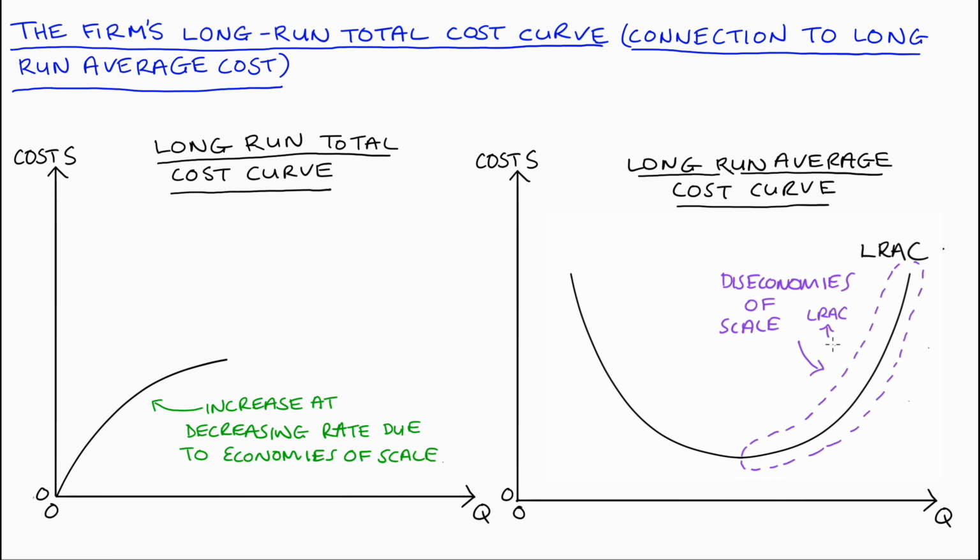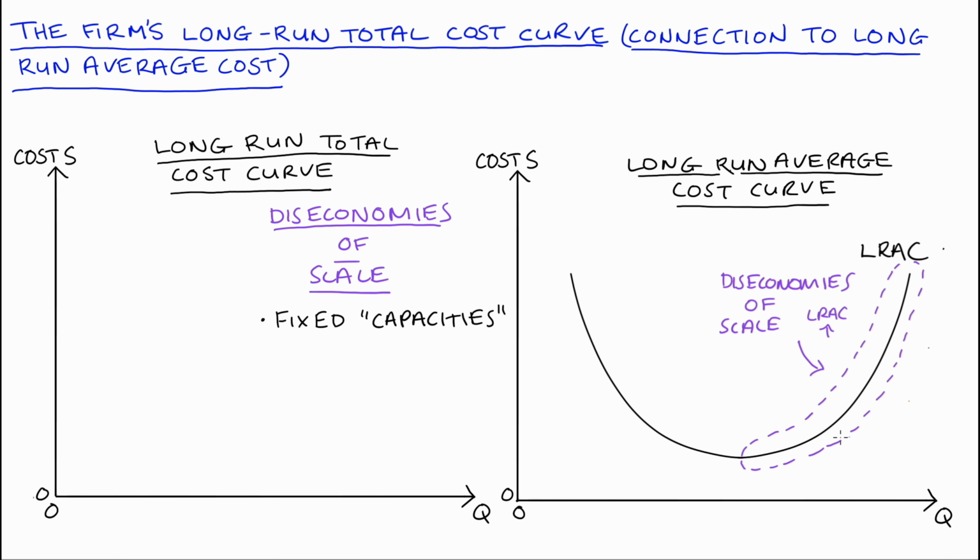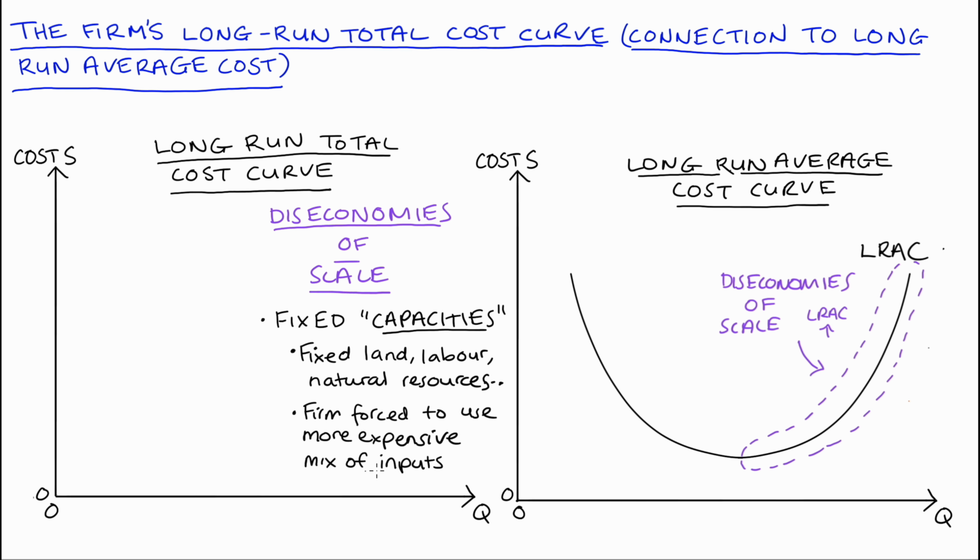To explain this increase, some textbooks talk about fixed capacities that the firm faces in the long run. So we only have so much land or labor or only so much of a particular natural resource. And once the firm starts exhausting these capacities, their average cost will increase because the firm is forced to use a more expensive mix of inputs that is less efficient, so average costs increase. So that's one argument for diseconomies of scale.